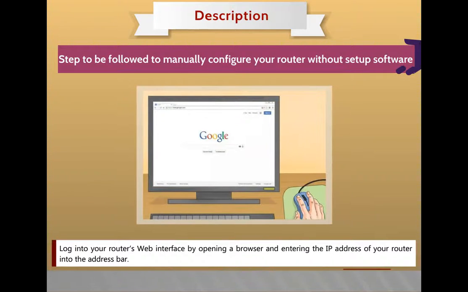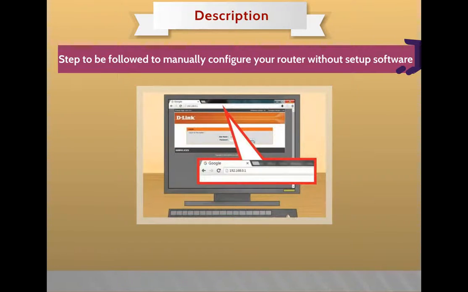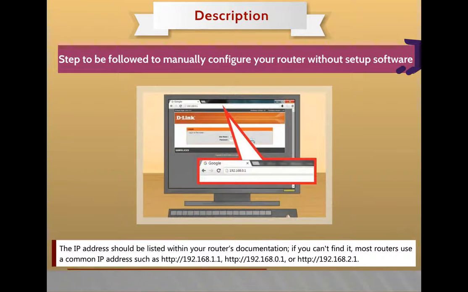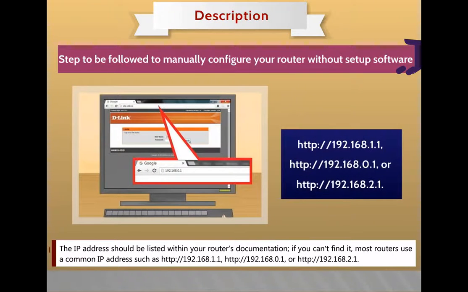Log into your router's web interface by opening a browser and entering the IP address of your router into the address bar. The IP address should be listed within your router's documentation. If you can't find it, most routers use a common IP address such as http://192.168.1.1, http://192.168.0.1 or http://192.168.2.1.